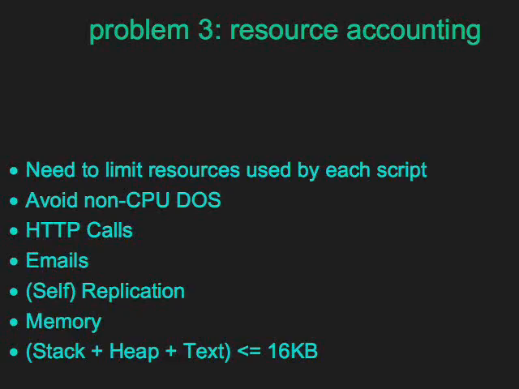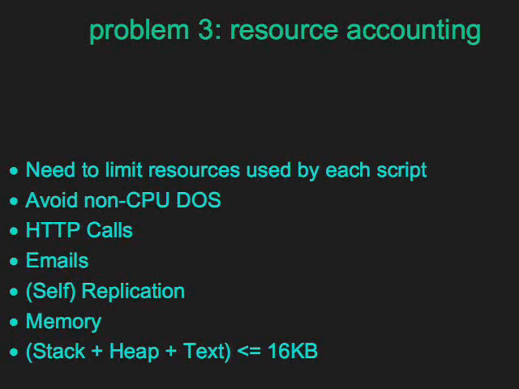Now it turns out that all these things like HTTP calls, emails and self-replication are pretty easy to limit because all these things involve making library calls. So we just track the library calls that the script is making. We say, how many have you made in the last minute, hour, week, whatever. And if you've made too many, we just slap you and stop you running.